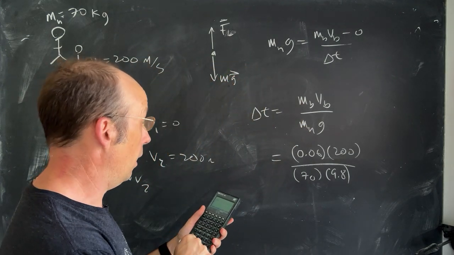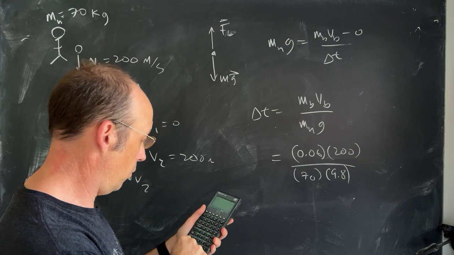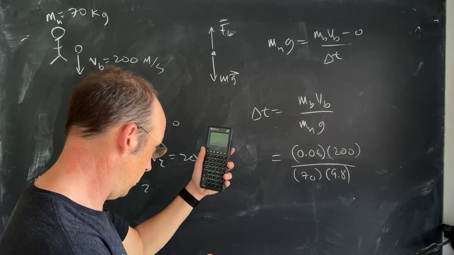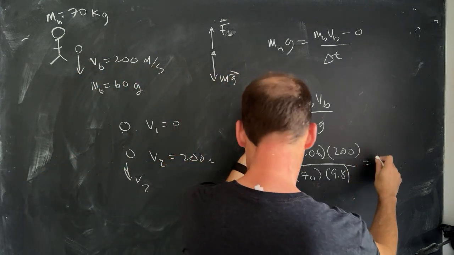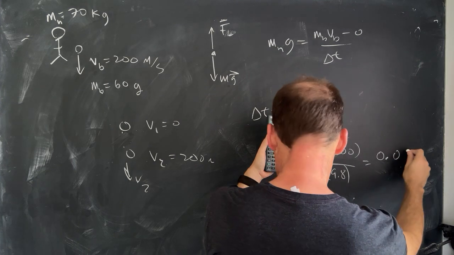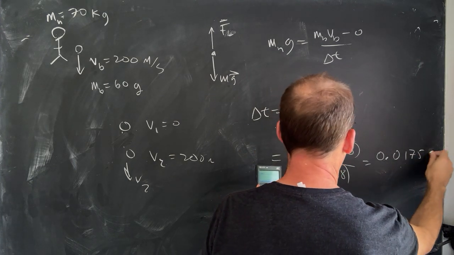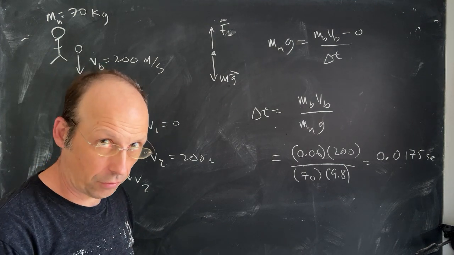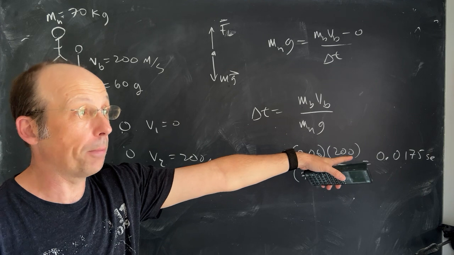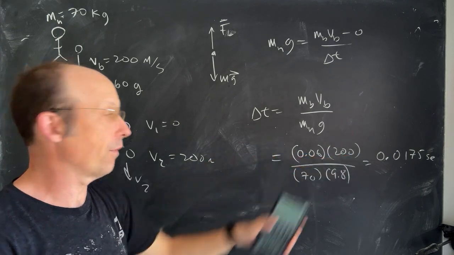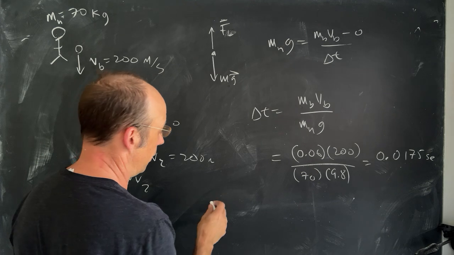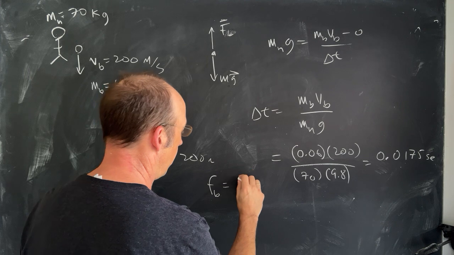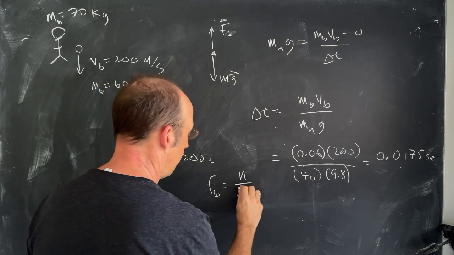Okay, let's calculate that time interval. Calculator on. 0.06 times 200, divided by 70 times 9.8. I get a delta t of 0.0175 seconds. Now the question is, how many balls per second would I have to throw down? Well, if that's the time per ball, how many balls would just be 1 over that, right? So let's say, what should we call this? F ball, the ball frequency. It's the number of balls divided by the time interval.